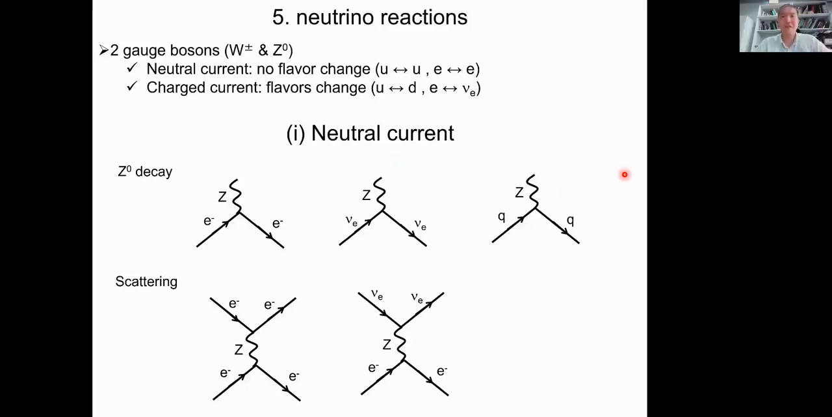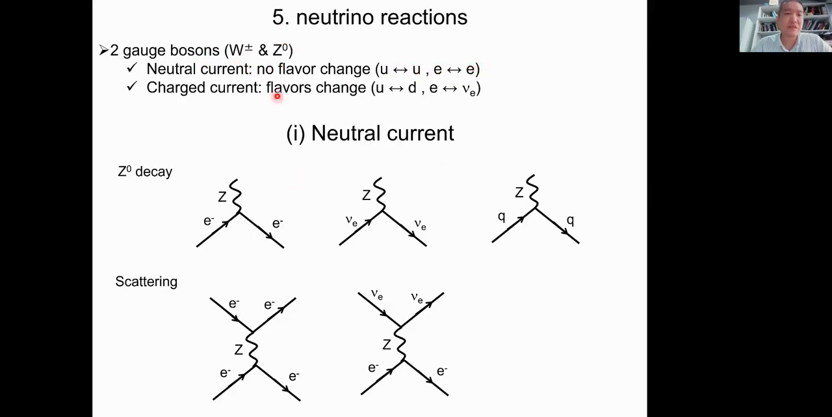Next, let's see the types of neutrino reactions. There are 2 types of reactions, depending on the gauge bosons exchanged: charged W boson or neutral Z boson. First type is neutral current reaction. In this reaction, no flavor change occurs through the reaction. For example, up quark stays as an up quark, and electron stays as an electron.